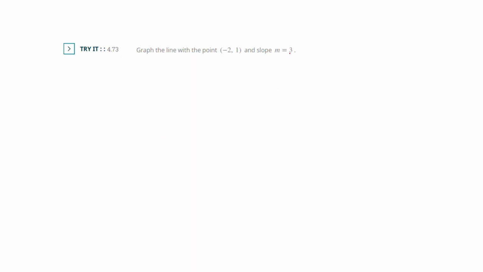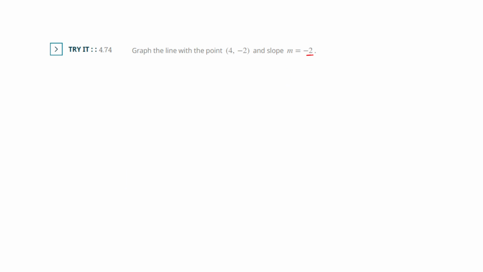So again, this means the slope is 3 over 1, because we want a rise and a run. So now I'm going to graph -2, 1, and I'm going to go up 3 over 1. Now we go up 3 over 1 again. I think you got the idea now, but do that quickly.